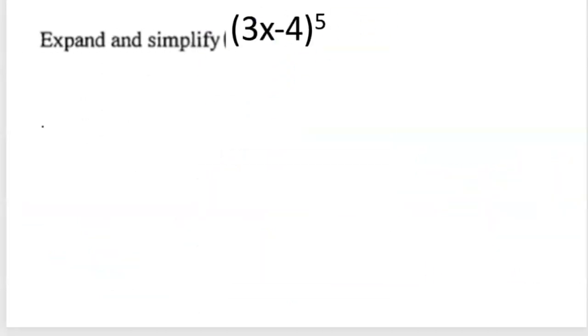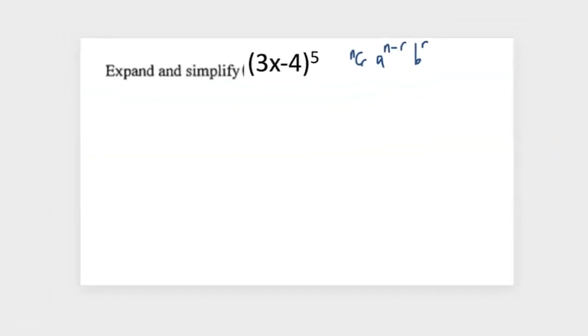Now for this question, expand and simplify, we have two methods that we can use. We can use the binomial theorem, or we can use Pascal's triangle to expand. First, I'm going to use the binomial theorem, and then I am going to use Pascal's triangle. For the binomial theorem, it goes like this: nCr a^(n-r) b^r. For the sake of having space, I'm going to expand this a little bit more.